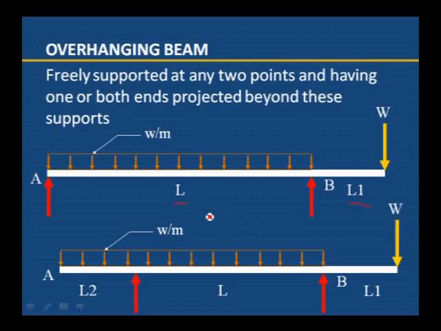L1 is the overhang portion, and you can also observe in the second figure that two supports are there at a distance of L, and L1 is the extended portion on the right side, and L2 is the extended portion on the left side. If a beam is extended on both sides, it is known as a double overhanging beam. If it is extended on one side only, then it is known as a single overhanging beam. In this session we will see how to draw the shear force and bending moment diagram for overhanging beams.